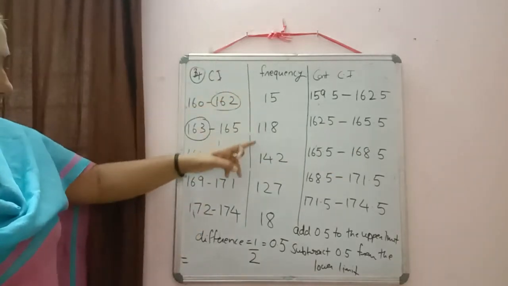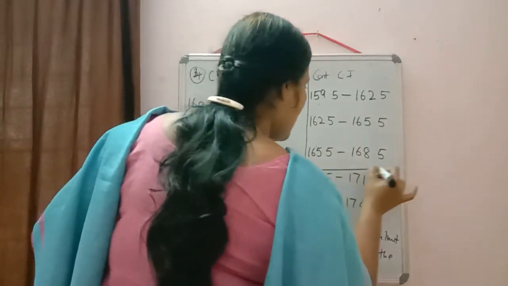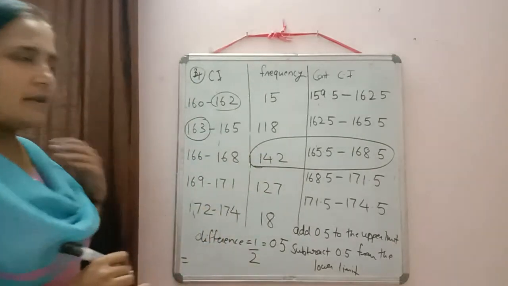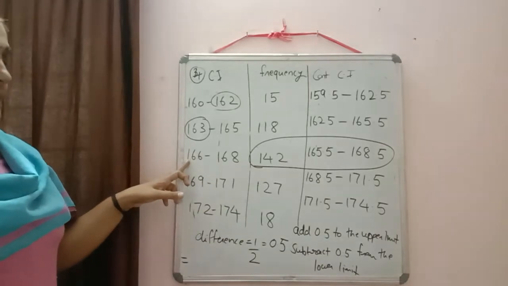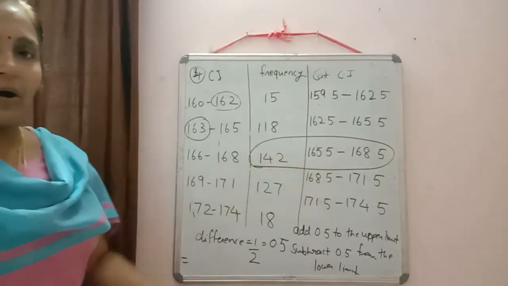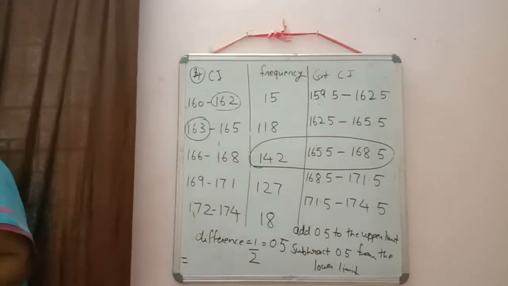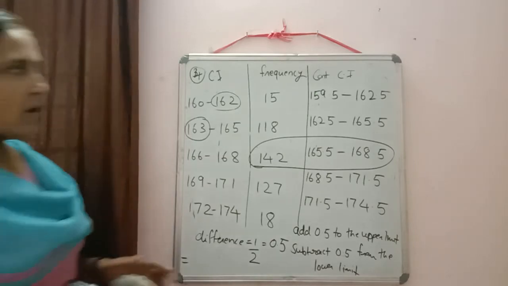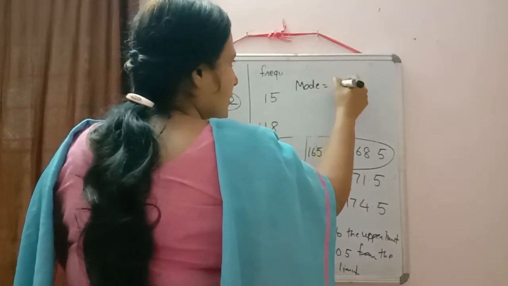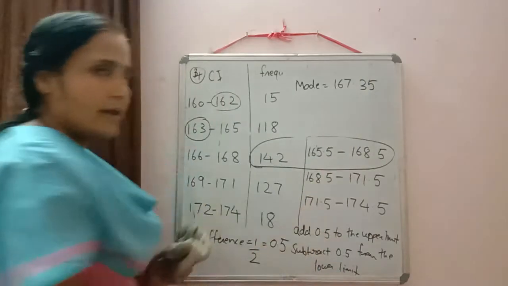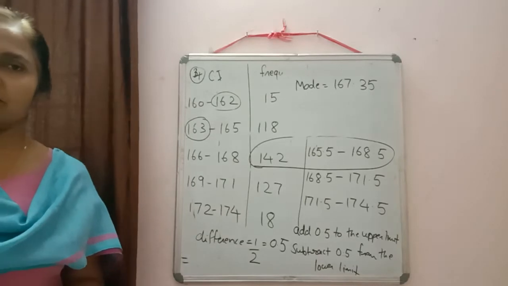So here you can check the maximum frequency. What is the maximum frequency? 142. So the corresponding class will be the modal class. Now rest all the details I think you can write. When you write the lower limit, don't write 166. You have to write 165.5. Now I think you can solve this question, and when you solve this one, you will get the answer. Mode is equal to 167.35. Just write down whether you are getting this mode or not. Just check, 167.35. Clear? Okay. So we will move to the next question.